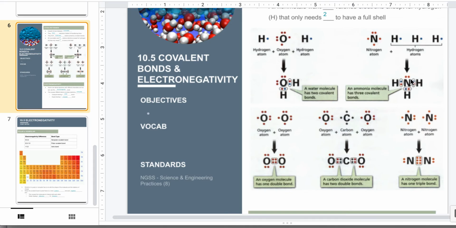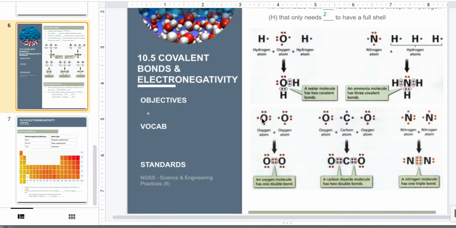One thing I do want to note is that you do see that they still have paired electrons. Those paired electrons are not being shared. Those are just part of the atom. In this case, these are the electrons that are only on the oxygen, and this pair of electrons is only for the nitrogen. They're not being shared.